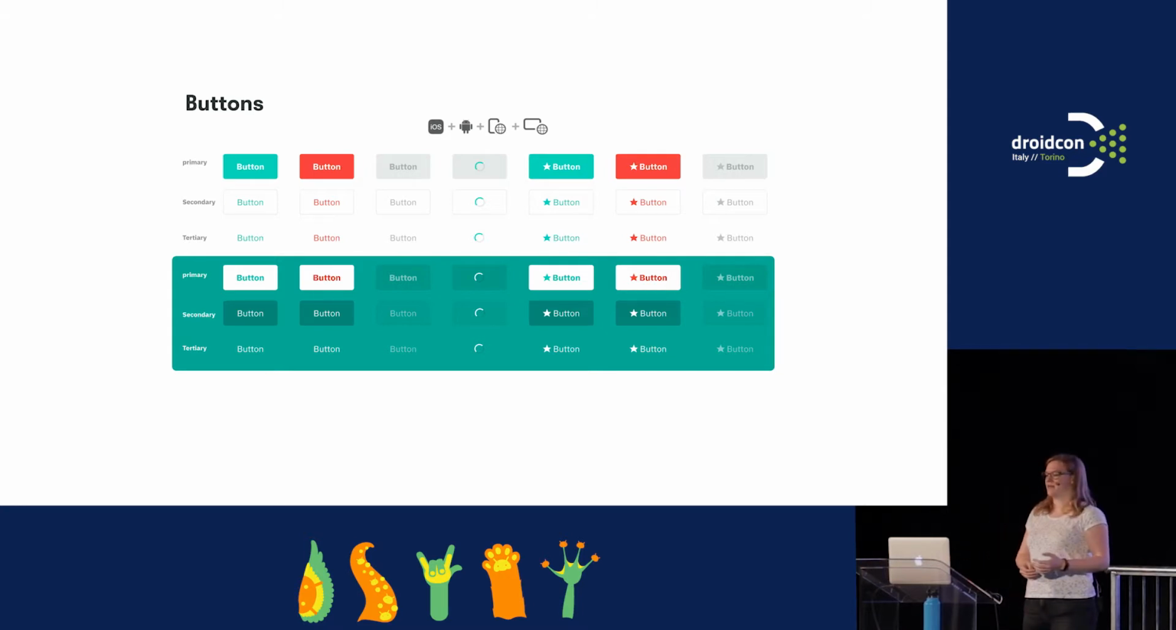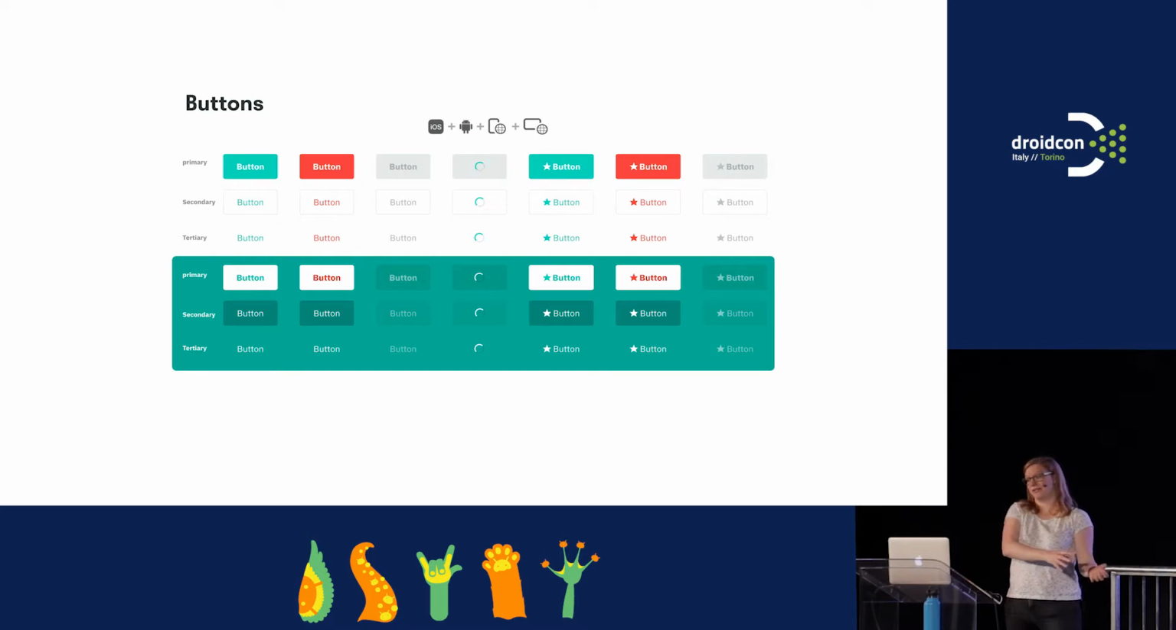And all of these could come with an enabled property, be inverted if they're in front of a dark background, have a destructive style if you want to delete something, have a loading icon, or be shown with or without an icon. So in total, you have 42 combinations. And we really wanted to make sure that this button component looks the same and matches the design system in all of those combinations. So in general, when you create a new component on Android, you have two different options.